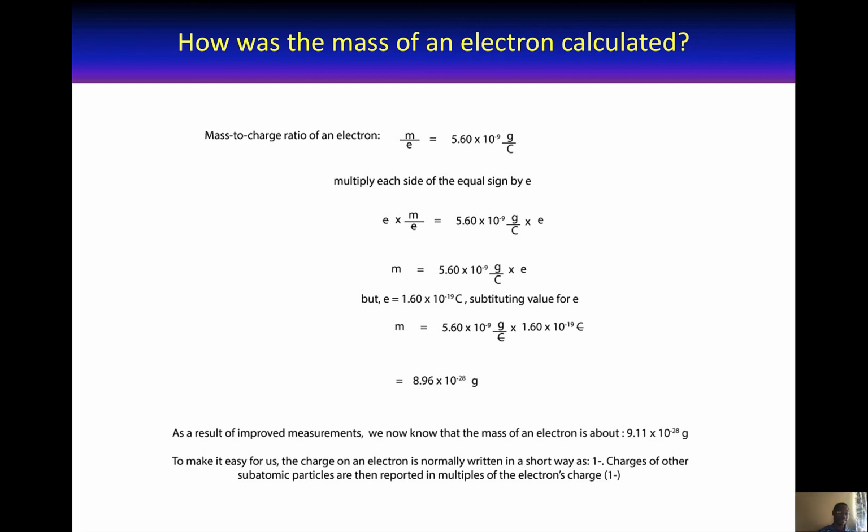To make it easy for us, the charge on an electron is normally written in a short way as 1 minus. So charges of other subatomic particles are then reported in multiples of the electron's charge, which of course is 1 minus.